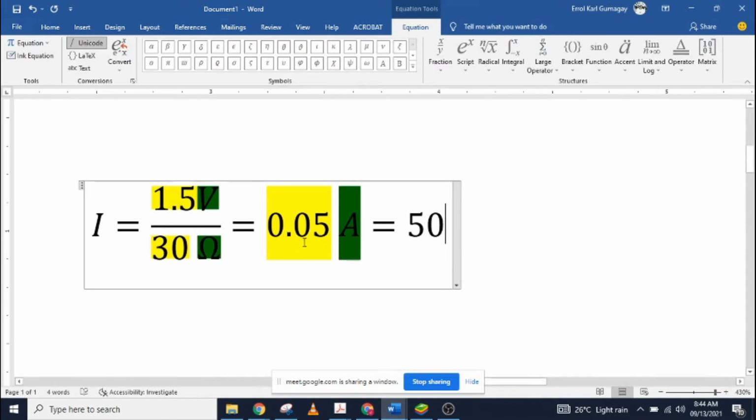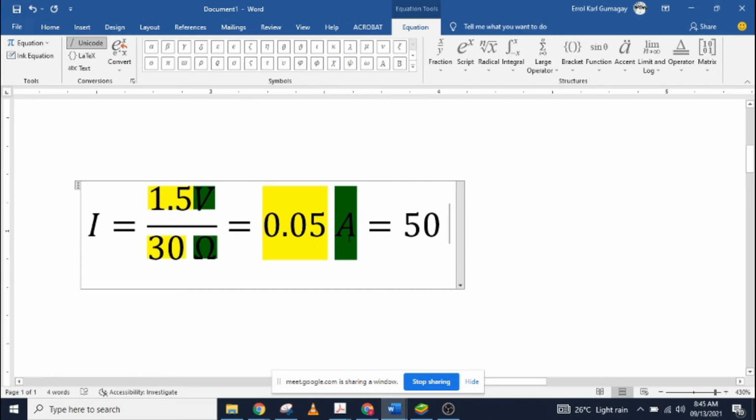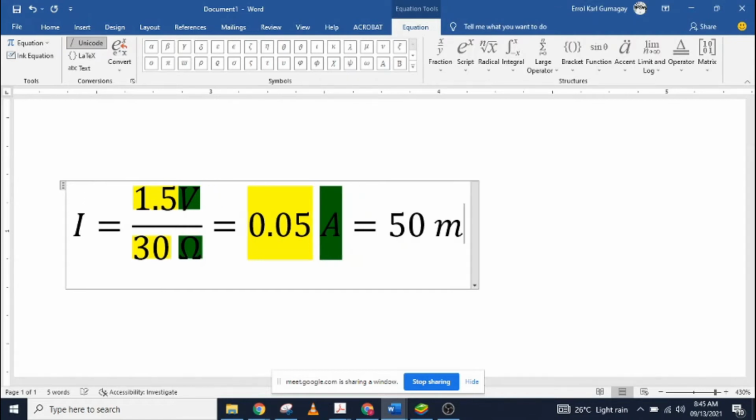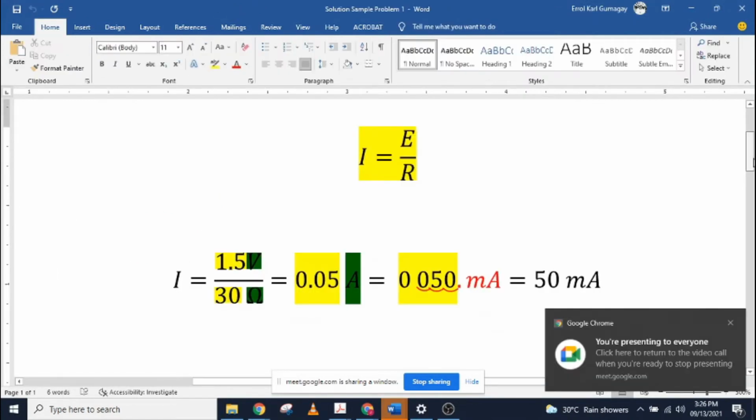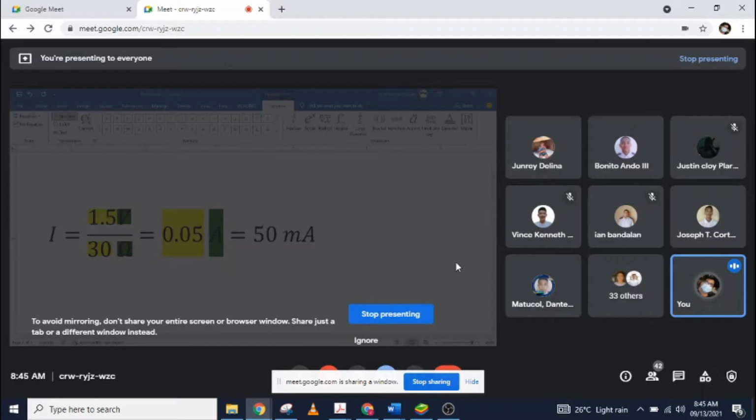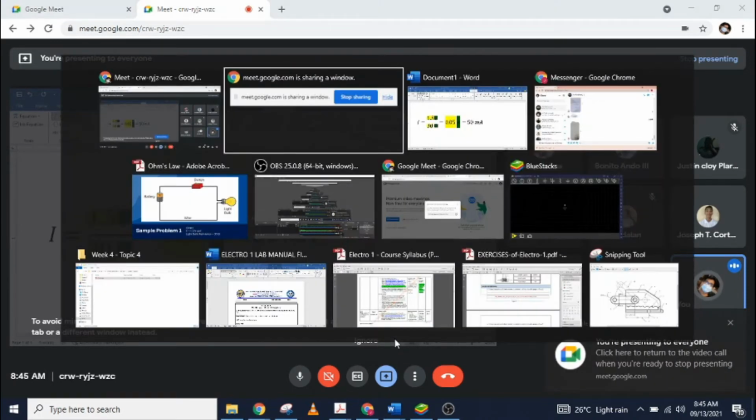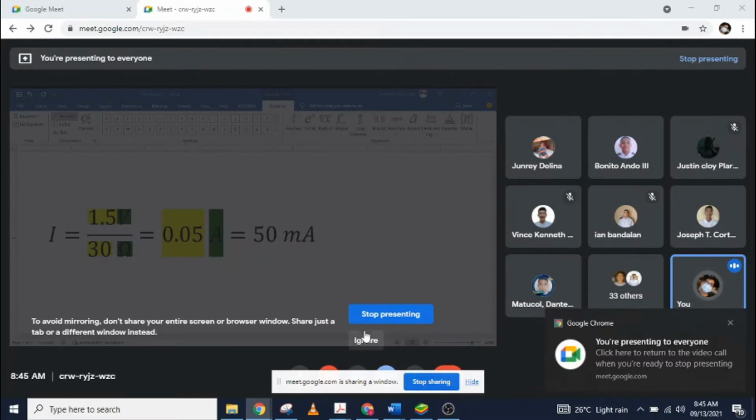Okay, it will become 50. Since we moved, and moved again, and moved again, in this space we put a 0. So it becomes 50. Now, we will change the unit, class, from amperes. Since we moved 3 times, we will change it to milliamperes. So that's another way of writing it: 0.05 amperes is just actually equal to 50 milliamperes. So those are just equivalent. Okay? So that's for question number 1, or sample problem number 1.